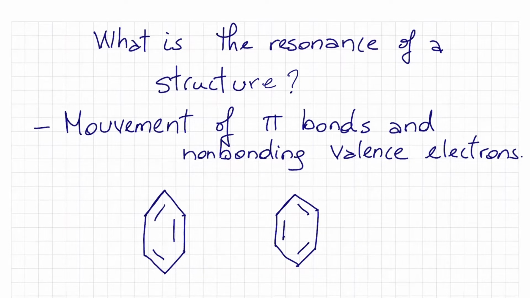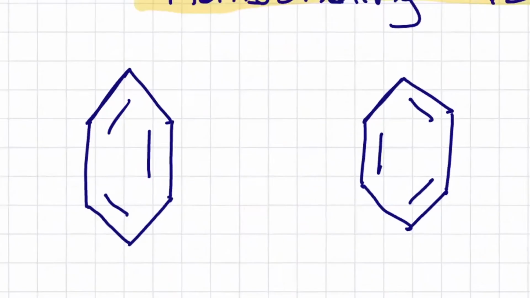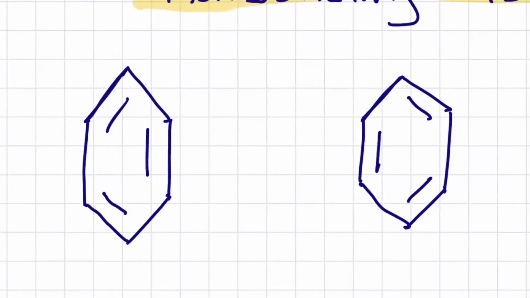If someone is asking me, what is a resonance structure? Resonance structures allow us to describe the movement of pi bonds and non-bonding valence electrons of a given structure. So we're just gonna move around the pi bond or valence electron, nothing else. For example, if we have this structure here, right? Let's say the benzene ring, okay?